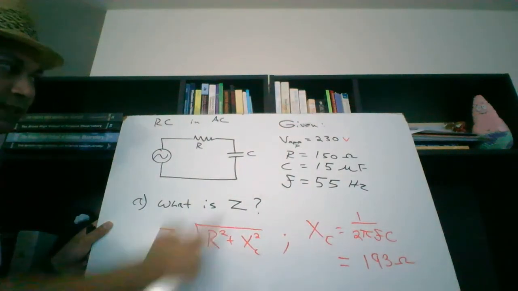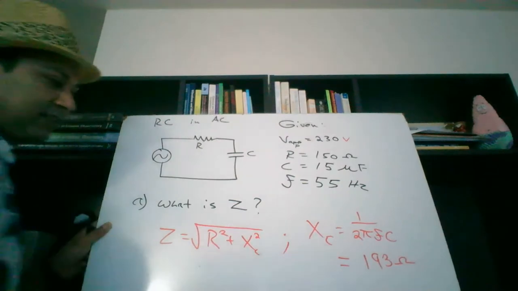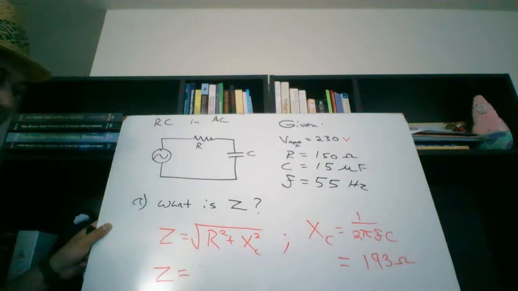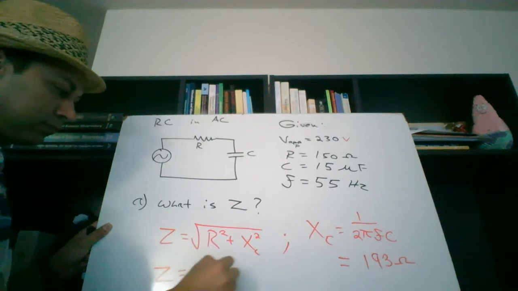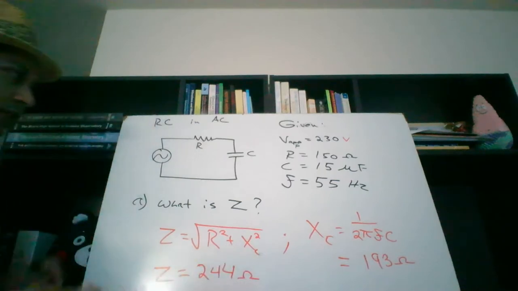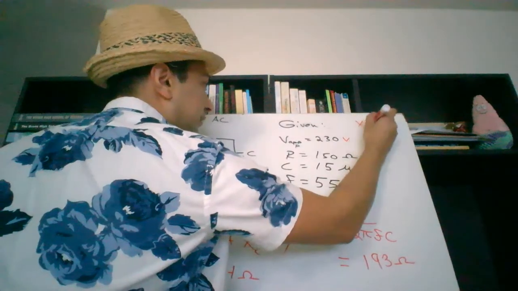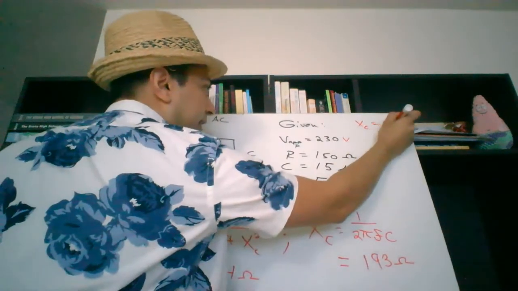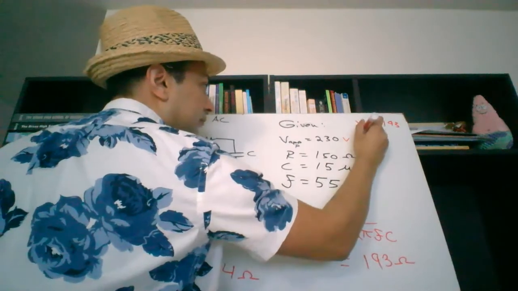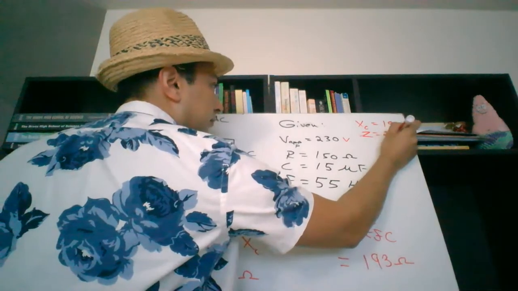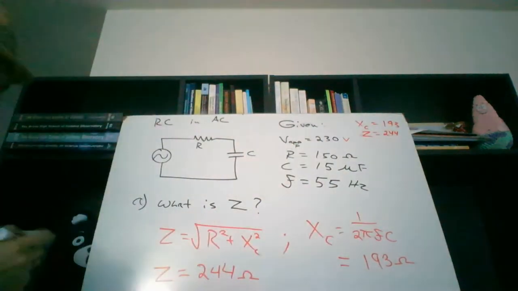And then we know what R is. It's given by 150. We know what Xc is. It's given by 193. And we can solve for the impedance. The impedance is going to equal 244 ohms. Okay. So I'll write that over here just so we have it. Xc was equal to 193, and Z is equal to 244 ohms. All right, so that's that.